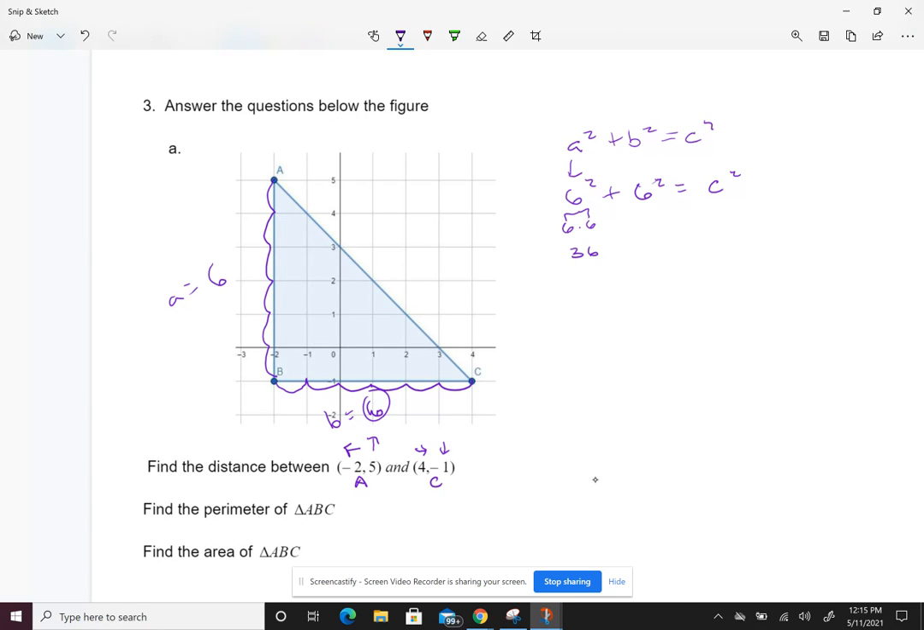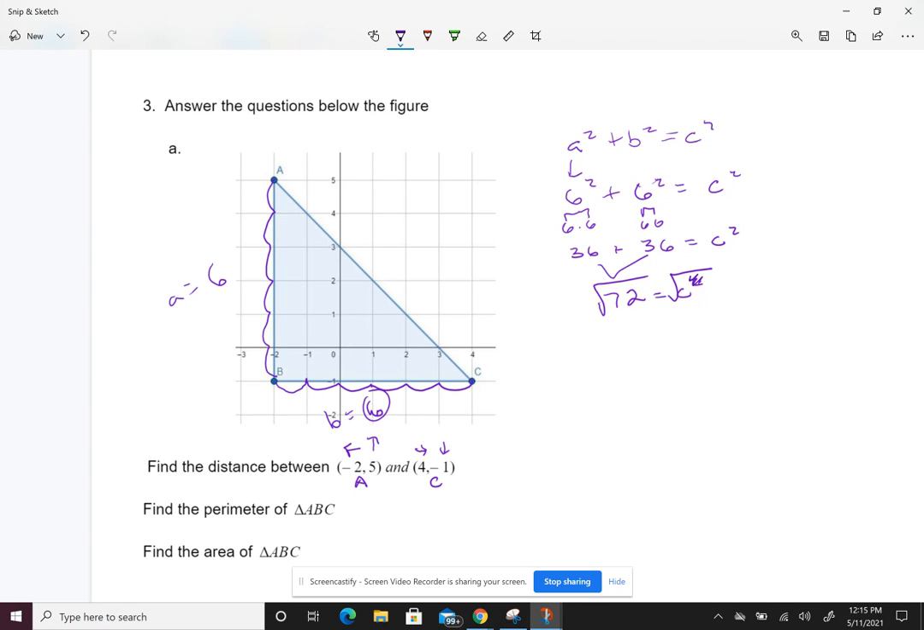6 times 6 is 36. We get the exact same thing here. So 6 times 6 is 36. We want to solve for C. So we're going to combine like terms. 36 plus 36 is 72. We are going to take the square root, right? Because I don't want C squared, I want C. So to get rid of a square, we take the square root.